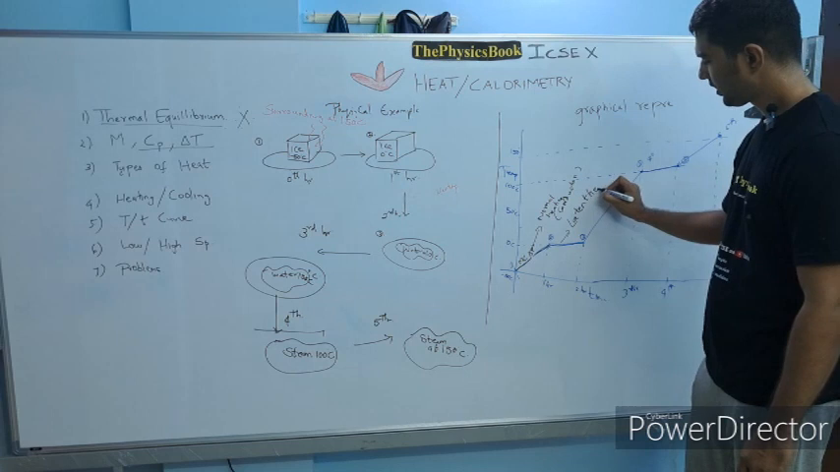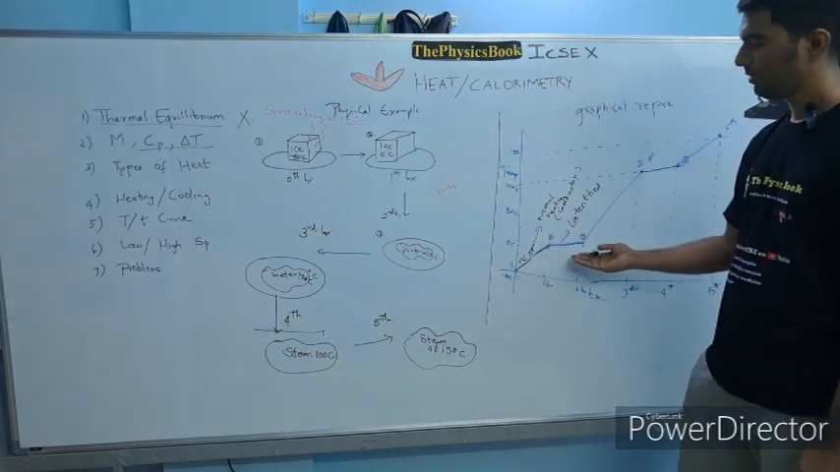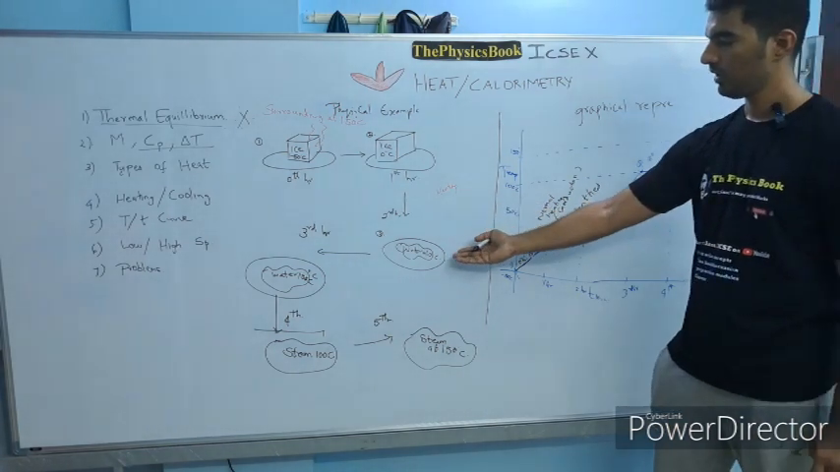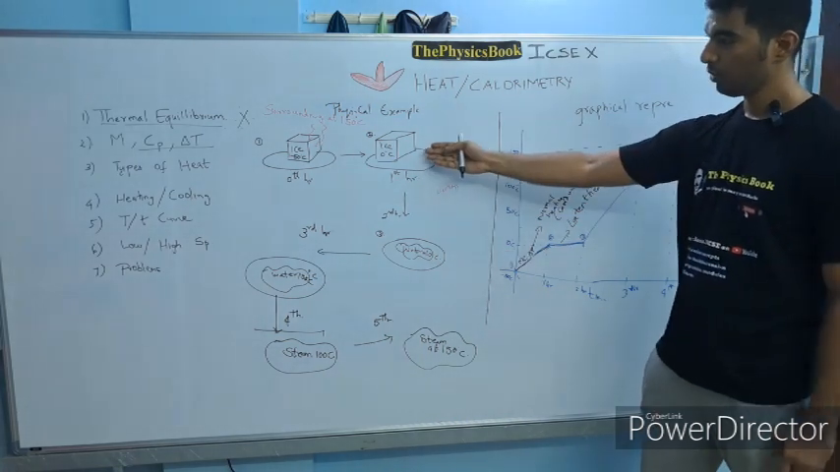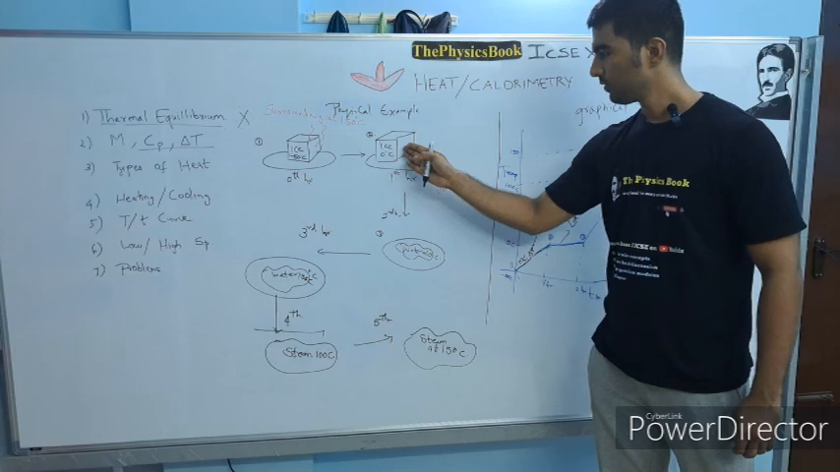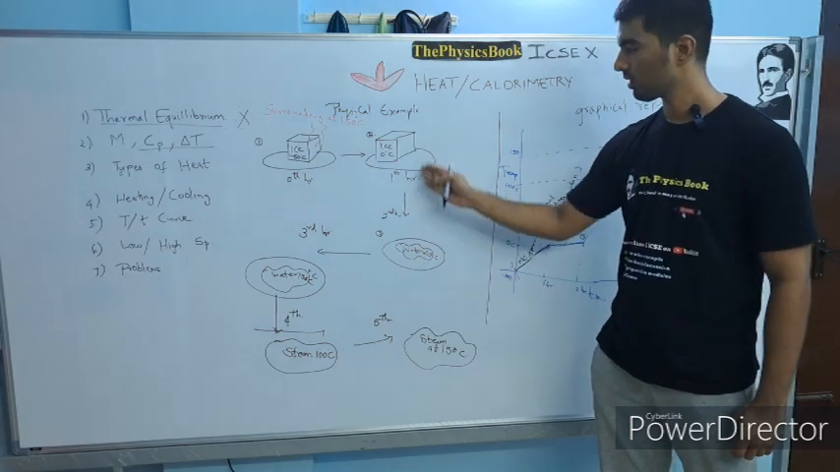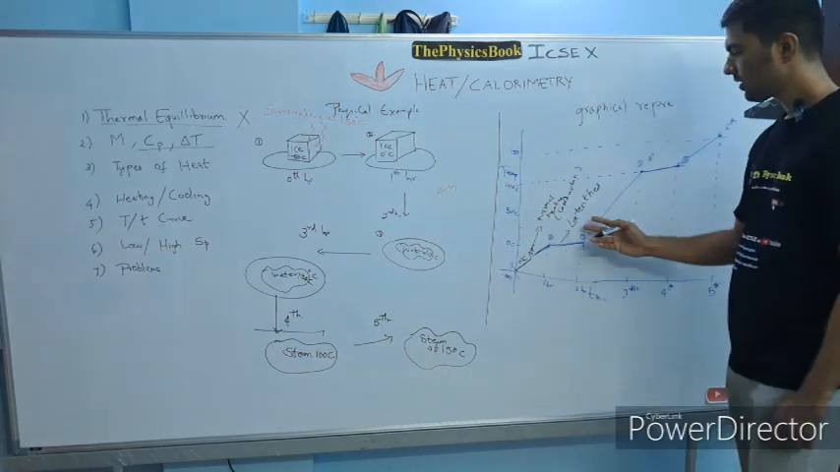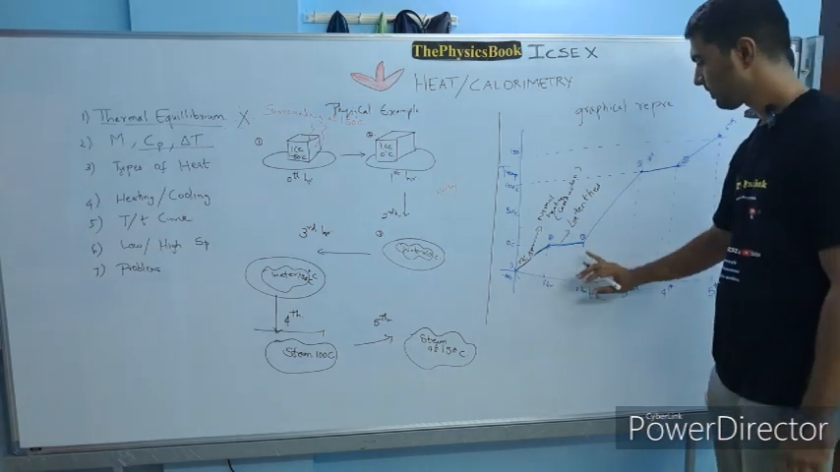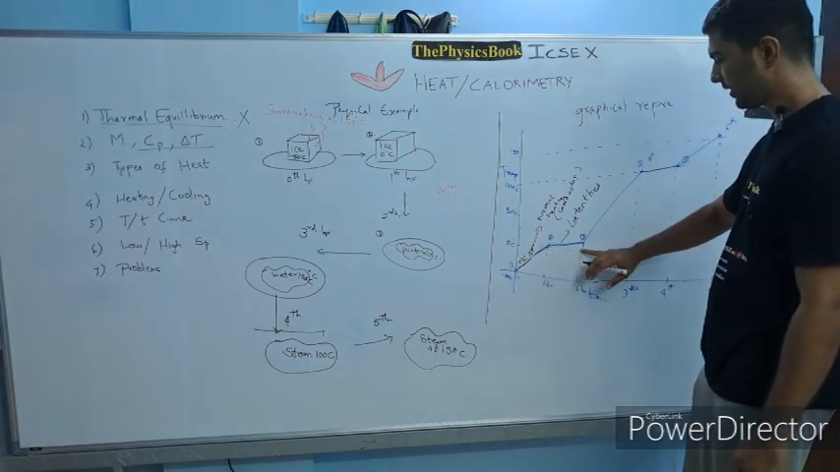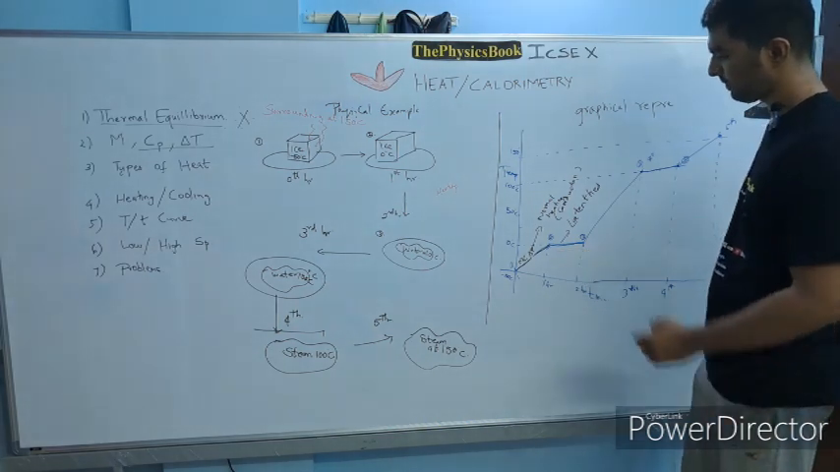We all know that latent means it is hidden. Why is this hidden? Because you cannot sense it by seeing the temperature difference. There is no temperature difference. There is only phase difference, and that too, compared to this heat it will be hundreds and thousands of times more. So phase change will always have a huge amount of heat transfer. That's why you can see this as a flat line. So you will not see any temperature difference.